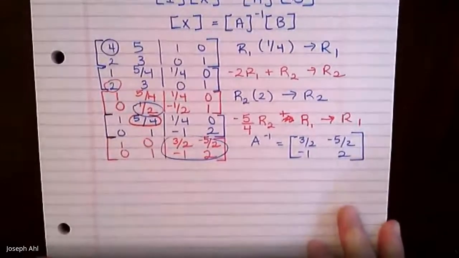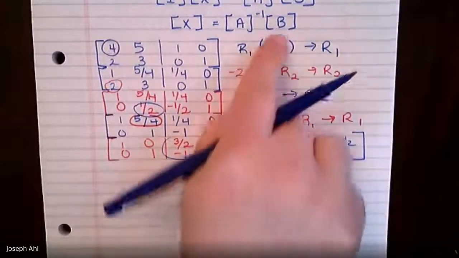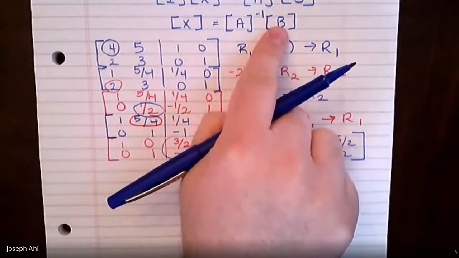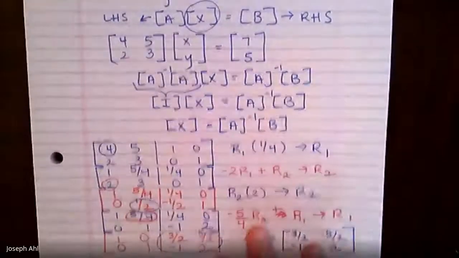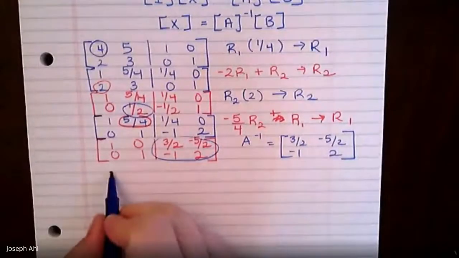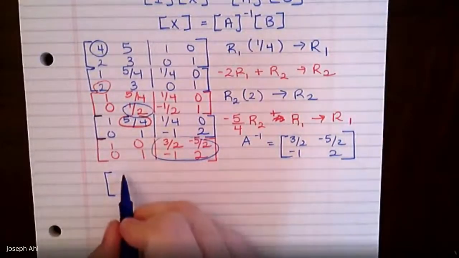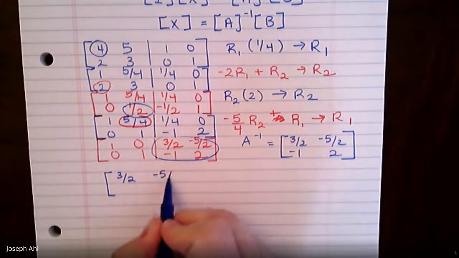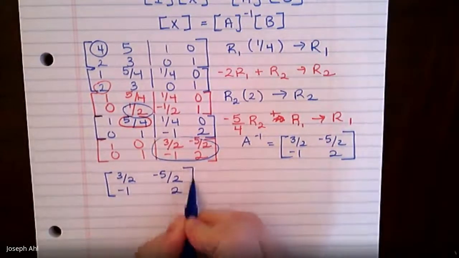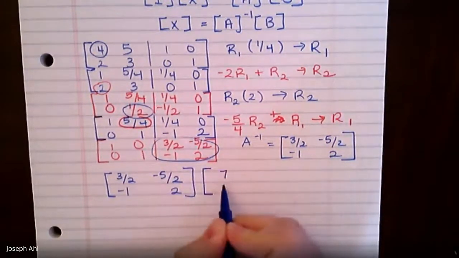Okay, now that I have that, if I take that and I multiply it by matrix B, which was that right-hand side, 7, 5, that should give me the solutions for X and Y. So I'm going to take this right here. I'm going to multiply it by 7, 5.